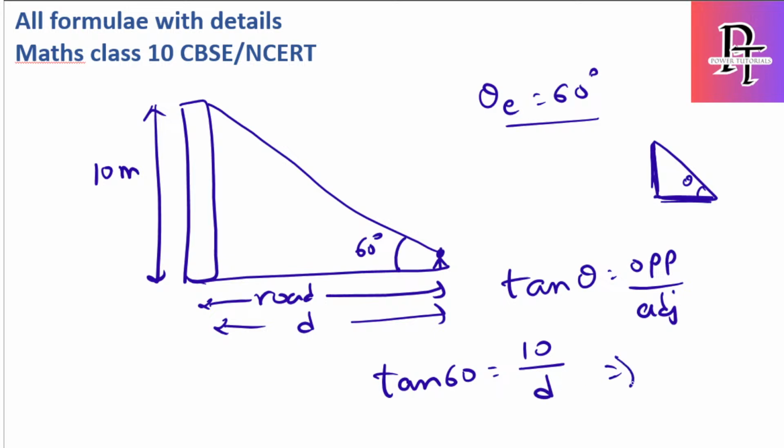Tan 60 is equal to opposite, the height of the building, which we have as 10 meters, by adjacent d. You have to remember all the trigonometric ratios. Tan 60 is root 3, so root 3 equals 10 by d. So d will become 10 by root 3 meters. This is nothing but the distance between the boy and the building.